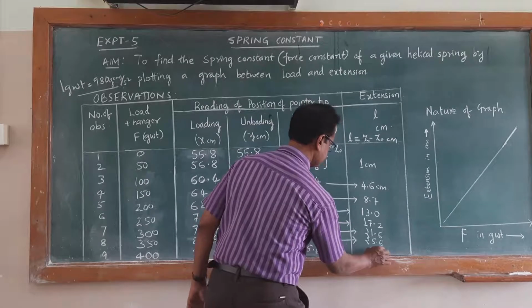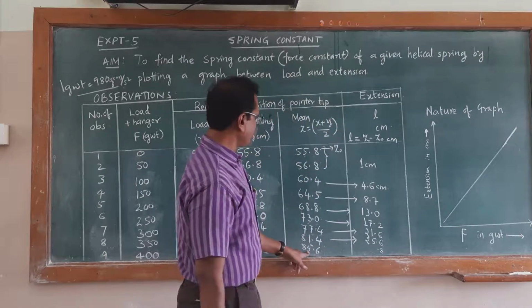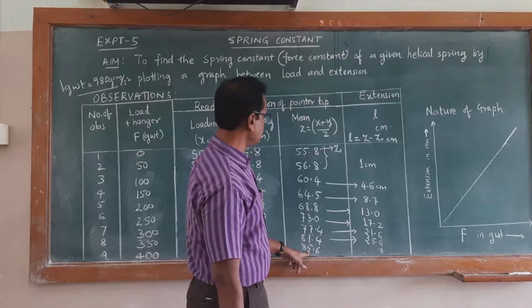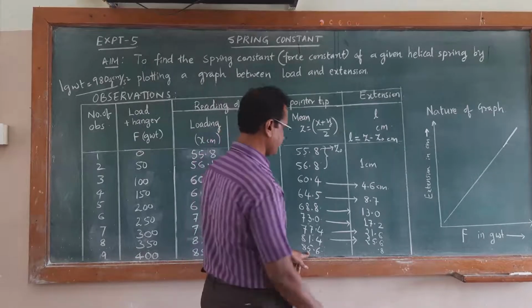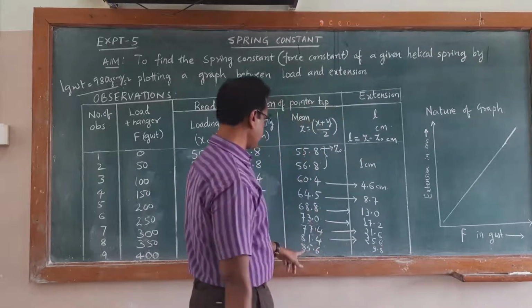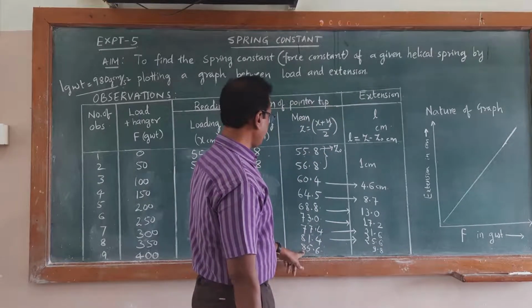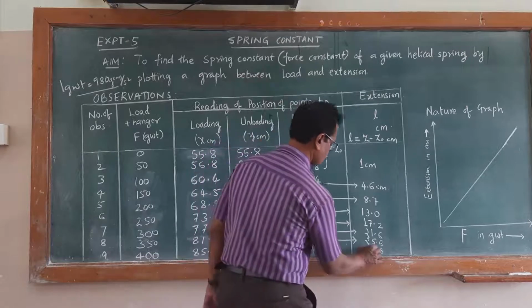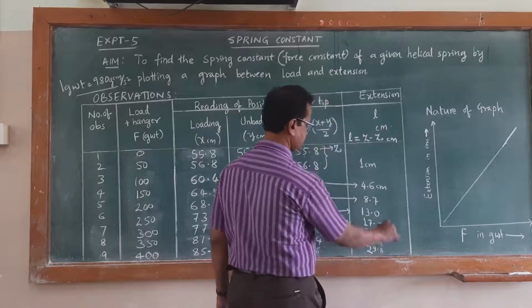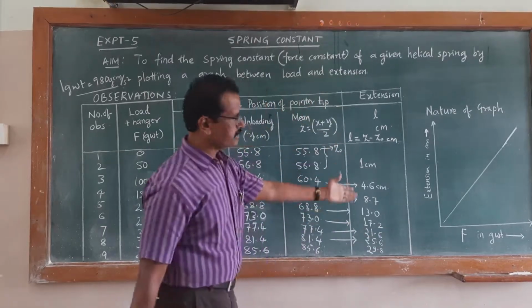8. Carry 1. 5 minus 6, that is 15 minus 6 becomes 9. Carry 1. 8 minus 6 becomes 2. 29.8 centimeter. So these are all the extensions.